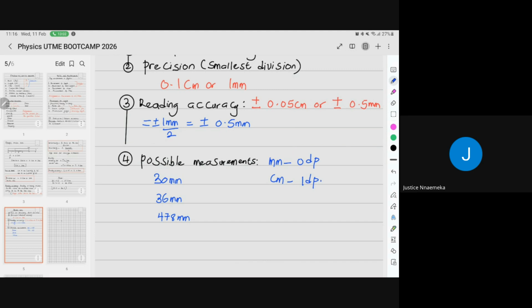Now, in JAMB, they can ask you, which of the following measurements can be obtained from a meter rule? So what does that imply? Which of the following can be obtained from a meter rule simply means that we can cross-check. So what's the number of decimal places here? The number of decimal places here is 0. It is always a whole millimeter.